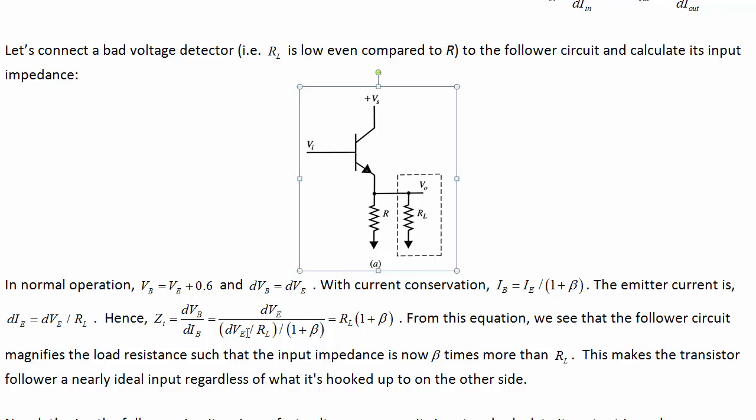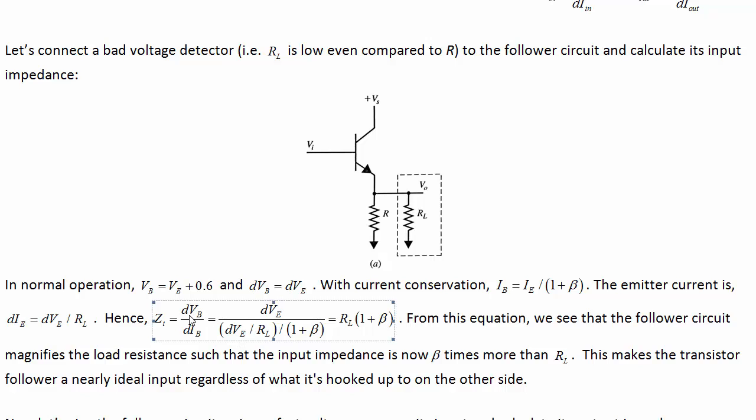Okay, so the input impedance is the rate of change of the input voltage with respect to the input current, and in that case the input voltage is the base voltage and the input current is the base current, because the base is the input, right? Now to find out what this rate of change is, we need to write both of these things in terms of what's going on the other side.